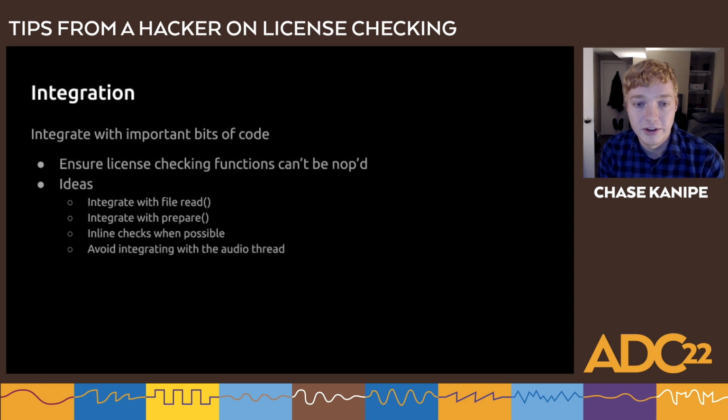Then finally, we have integration. You want to integrate your checks with important bits of code. This is to ensure that the license checking functions can't be easily nopped, which is a term of art for replacing the relevant instructions with no operation instructions. Some examples would be integrating your license checks with a file read, or integrating with prepare. You're going to want to inline all these checks when possible.